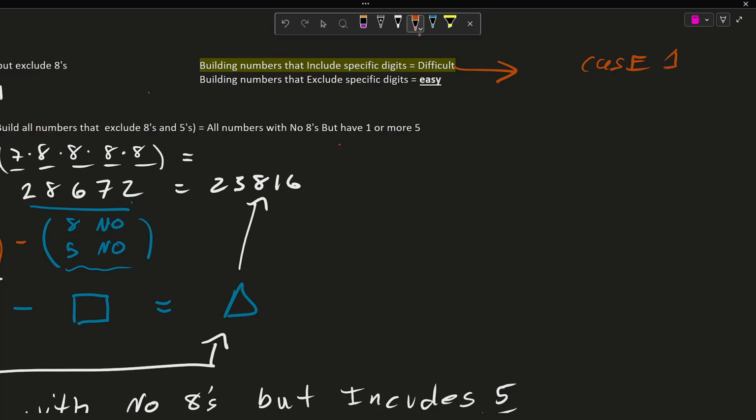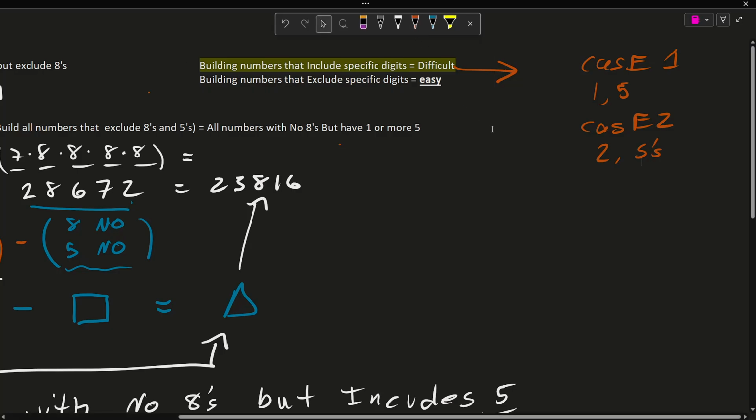So case 1, well, the first case, I could have exactly 1 5. Or case 2, well, I could have 2 5's. Case 3, I could have 3 5's. Case 4, I could have 4 5's. Case 5, I could have 5 5's. So in the end, I already have to build it into 5 different cases, okay?